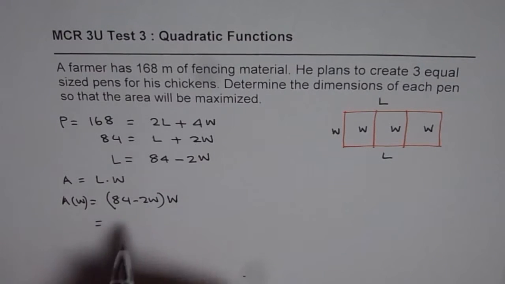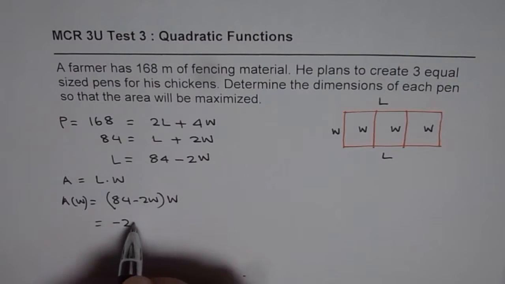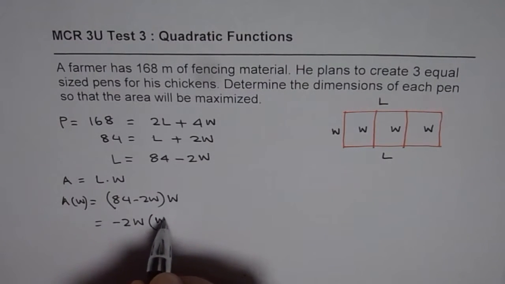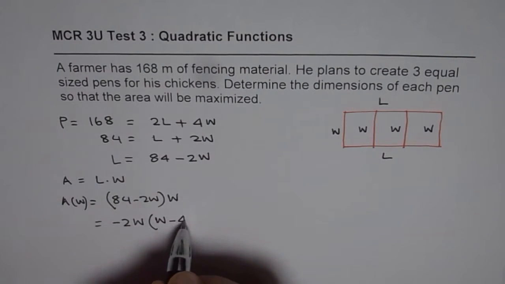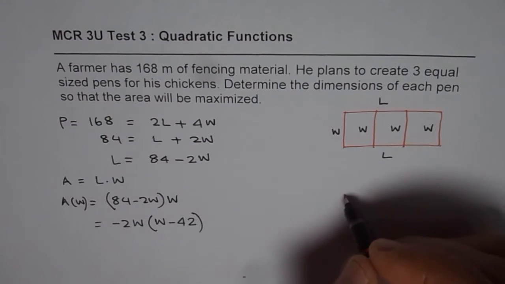So we can actually factor out 2 from here also. I prefer to factor minus 2. So we'll write minus 2, I'll write W first, and since I factored minus 2, we can write this as W minus 42, right? Look at it very carefully, correct? That is after factoring. Minus indicates that we do have a parabola which is kind of like this.